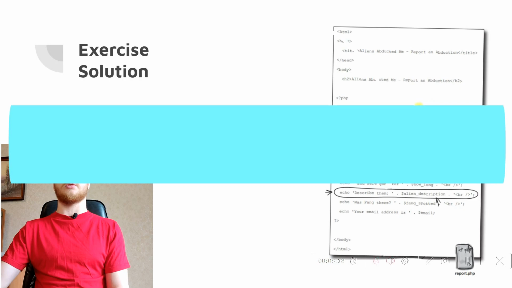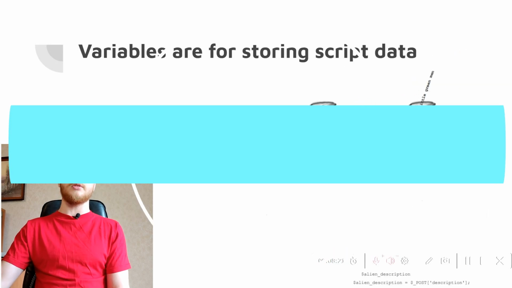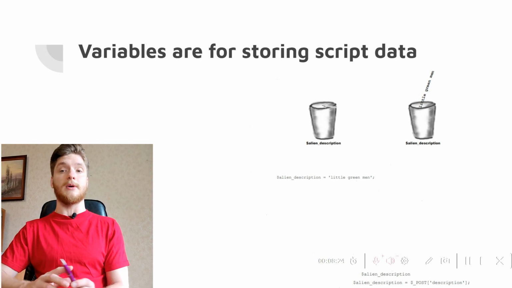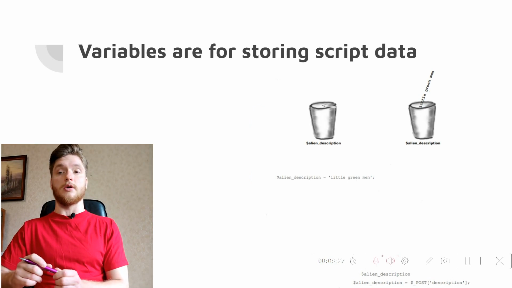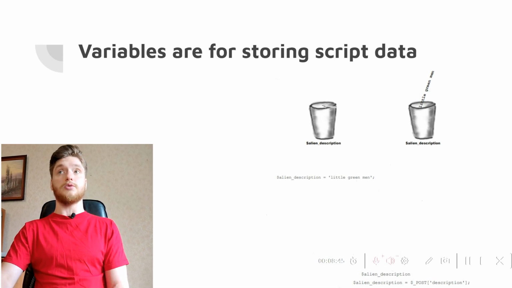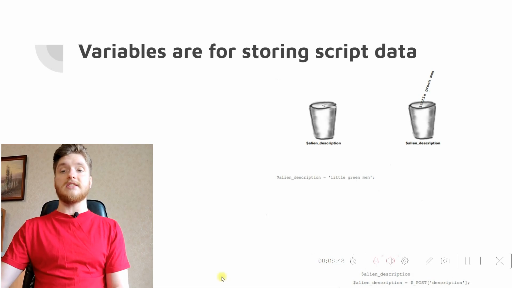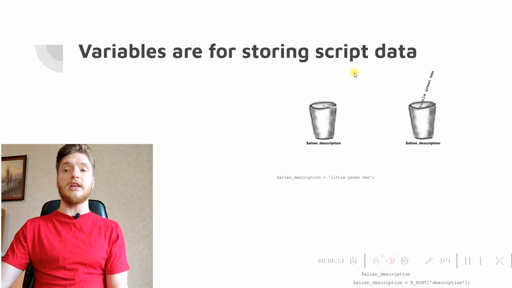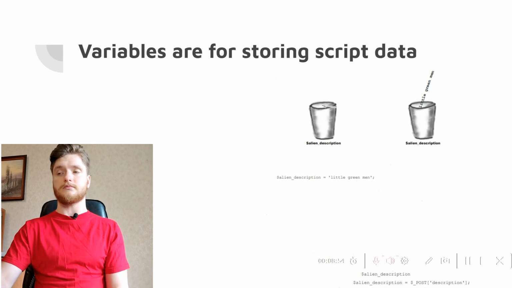Variables are for storing script data. PHP variables are storage containers that store information, kind of like how a cup stores beverages. Since the $alien_description variable is empty, we know that the form data is never making its way into it. So the $alien_description variable remains empty despite our attempt to assign data to it. This is the name of the variable. Unfortunately, our cup is currently empty. We are looking for a cup that overflowed with an alien description.